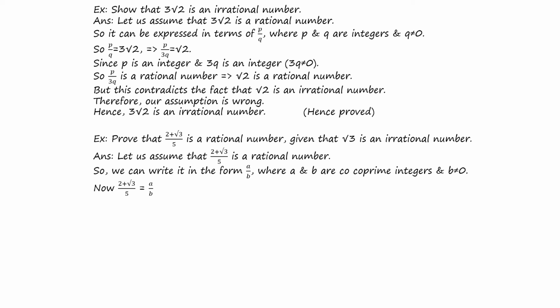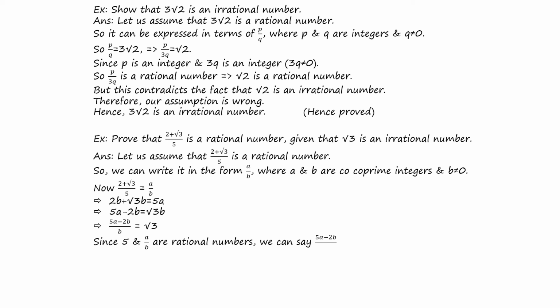So now we can write 2 plus root 3 by 5 equals a by b, or on doing cross multiplication we get 2b plus root 3b equals 5a, or 5a minus 2b equals root 3b, or 5a minus 2b whole divided by b equals root 3. Since 5, a and b are rational numbers, we can say 5a minus 2b whole divided by b is a rational number. That means root 3 is also a rational number.